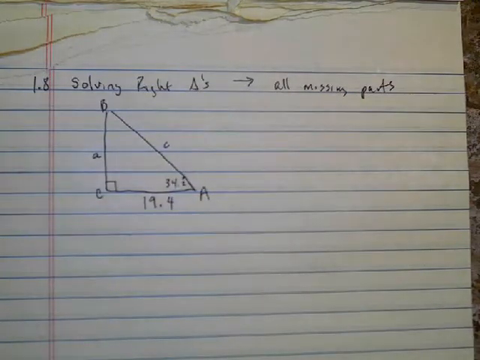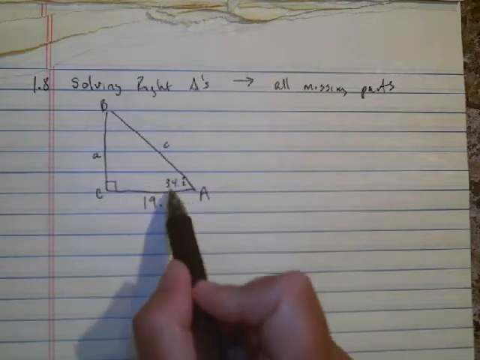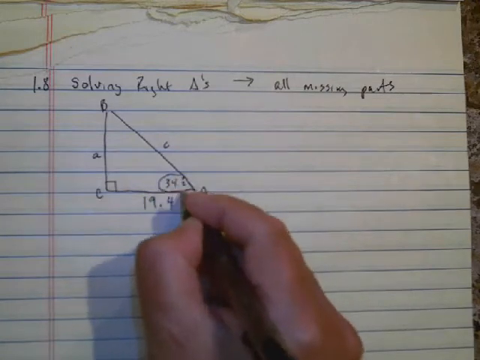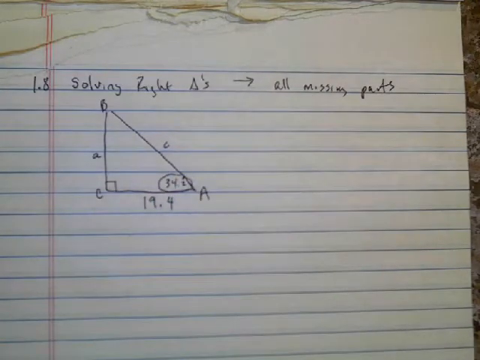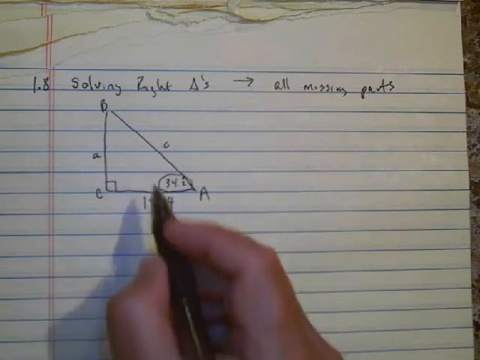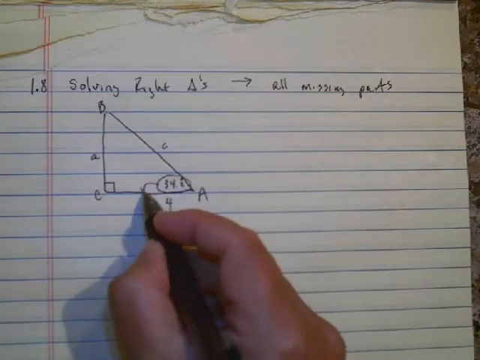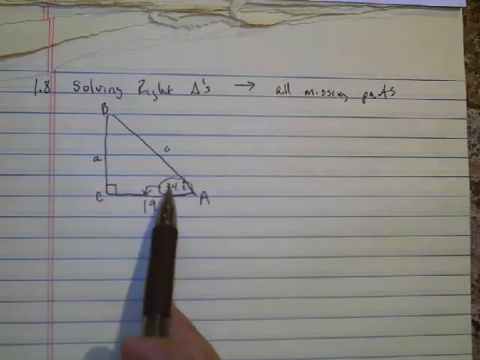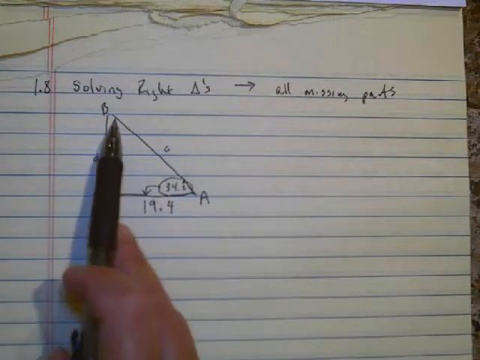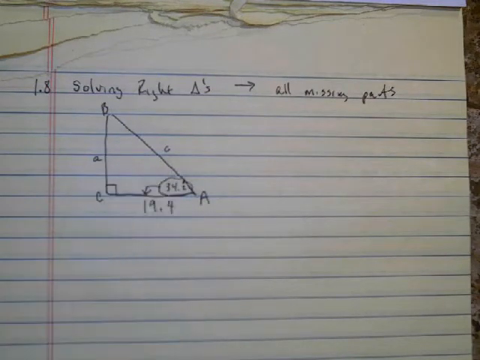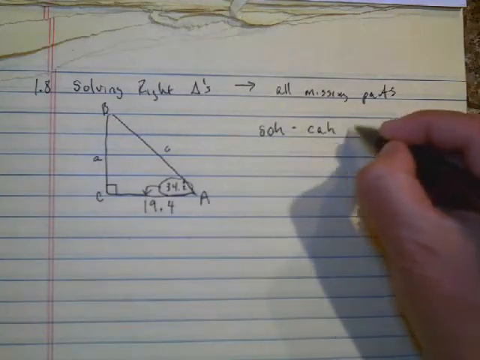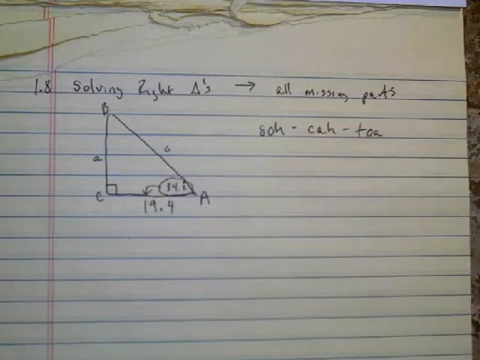I can kind of go wherever I want to here, but one thing I notice is that this is the angle that's given, and so I'm always going to use it to find the other parts. The other thing that's given is the side that is adjacent to this angle. If I'm talking about this particular angle, this would be the opposite side, this would be the adjacent side, and this would be the hypotenuse. The hypotenuse is always across from the right angle in the right triangle. So we're going to use, and hopefully you learned this in geometry, SOHCAHTOA.